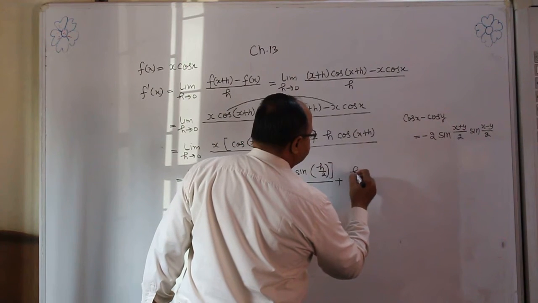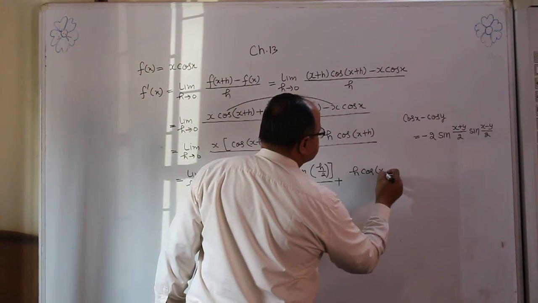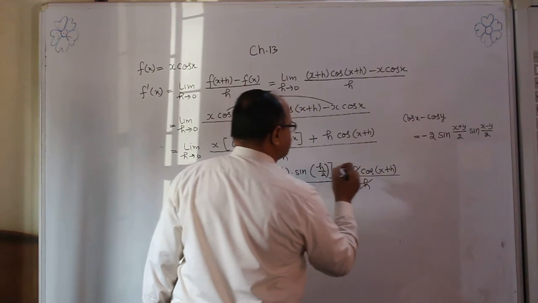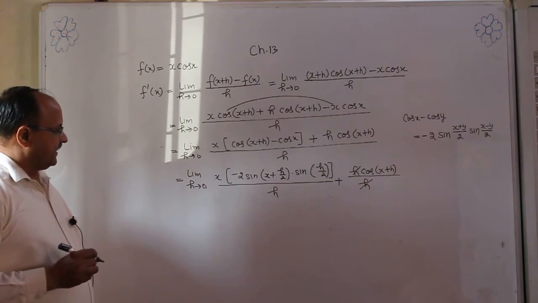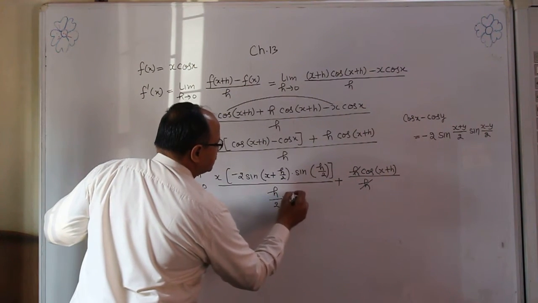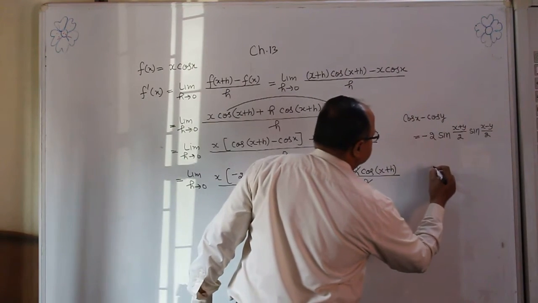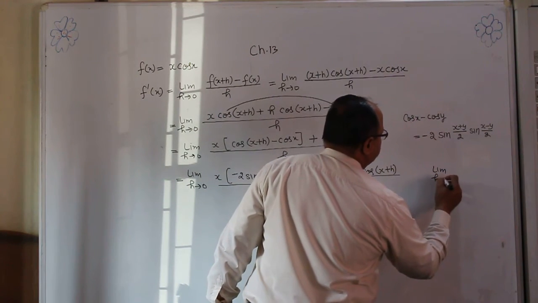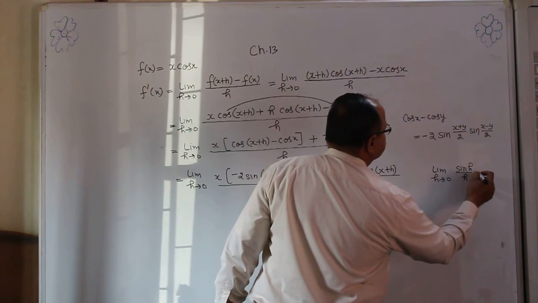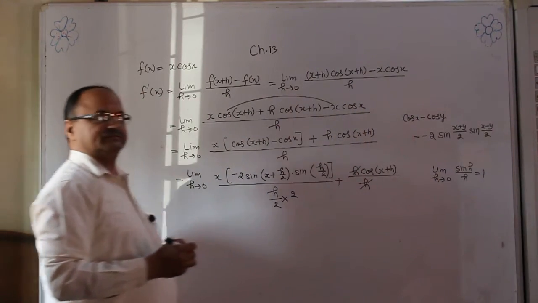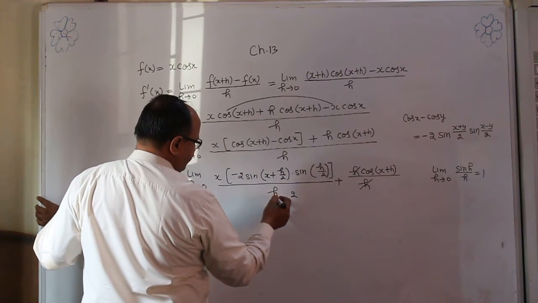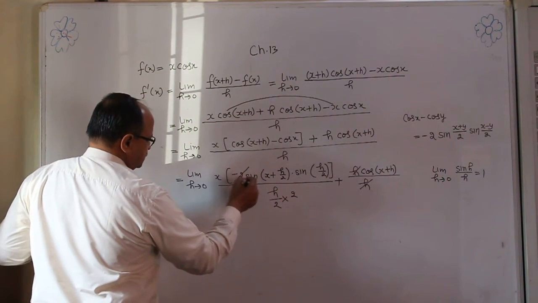Now h cos of x plus h divided by h, this h to h cancel. You know very well, sin h by 2 divided by 2 and multiply by 2, because you know the property that as h approaches 0, sin h by h is equal to 1. Use this result here: sin h by 2 divided by h by 2 is 1, 2 to 2 cancel.